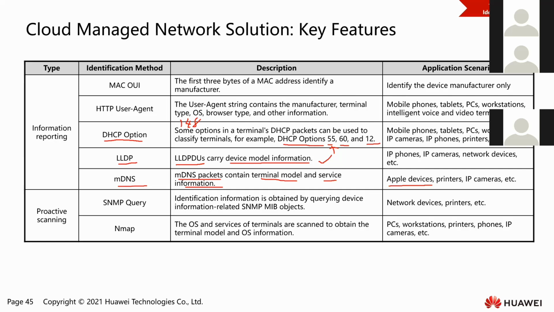Besides this, we also use SNMP query and NMAP to get the related information by querying the device. By NMAP, the OS and services of the terminal will be scanned, and we will obtain the terminal model and OS information. So this is how we identify all the end devices using this information.